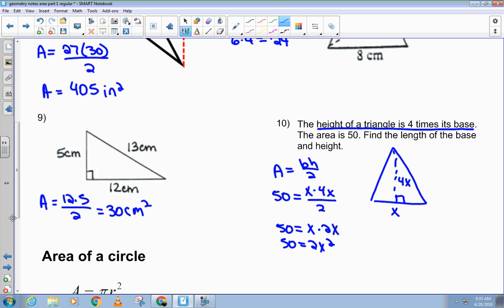Okay. Then what would you do? Divide by 2. And so that's 25 equals x squared. So what's x? Take the square root of both sides, and x is 5. Okay? What does that represent? That represents the base. So my base is 5 units. And so then what would my height be? That's 4 times 5, which is 20.